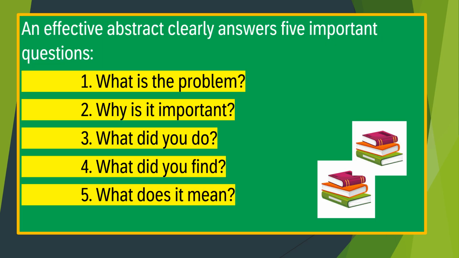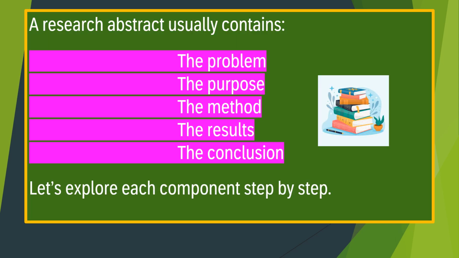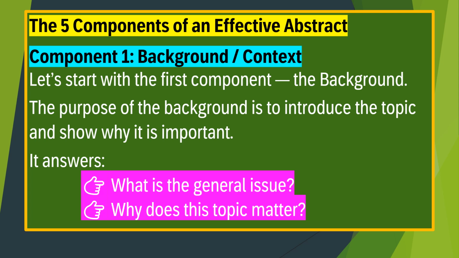An effective abstract clearly answers 5 important questions. 1. What is the problem? 2. Why is it important? 3. What did you do? 4. What did you find? 5. What does it mean? A research abstract usually contains the problem, the purpose, the method, the results, the conclusion. Let's explore each component step by step. The 5 components of an effective abstract.